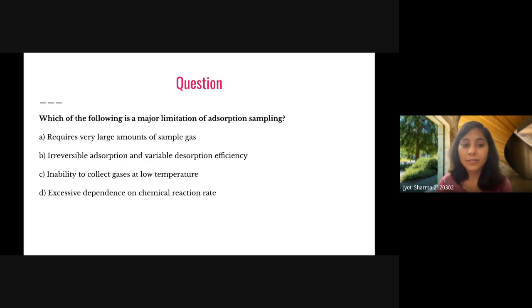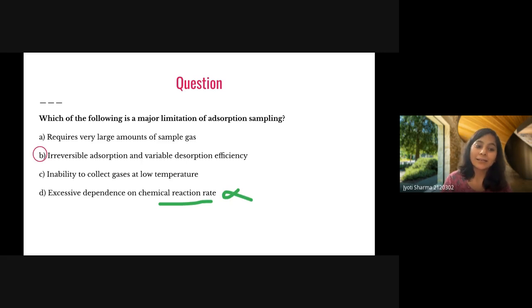What is the major limitation of adsorption sampling? Any guess about this? Okay, so the answer is not D, but this will be B. Because if it is a chemical reaction rate, then this will be your chemical absorption. This will not be your physical absorption. So this is not the right answer.